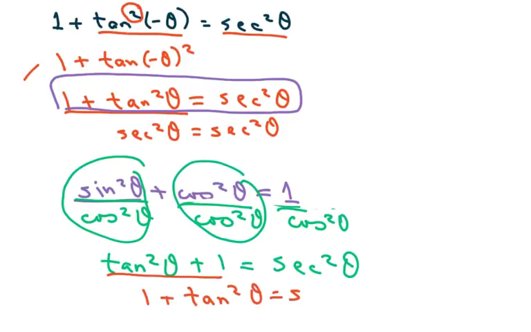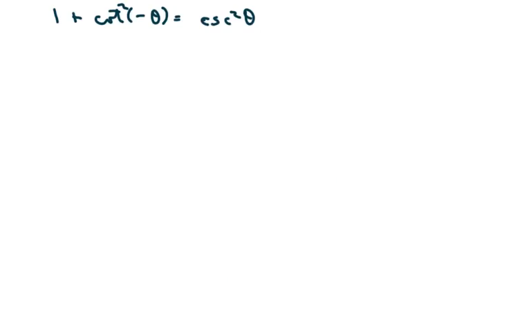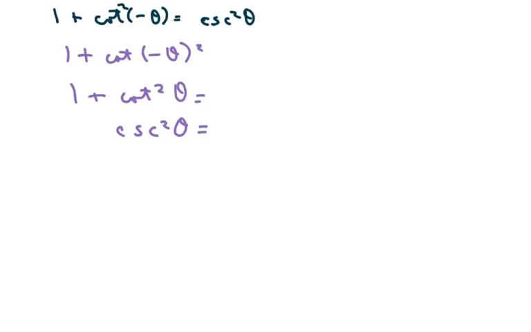But if you ever forget this identity, which is kind of easy to do, just remember that it's based off of this one here. Okay, the next one's the same thing. I'm going to go ahead and put the square on this side, and you square out the negative, you get 1 plus cotan squared of theta, and this equals cosecant squared of theta. So it's basically a Pythagorean identity.